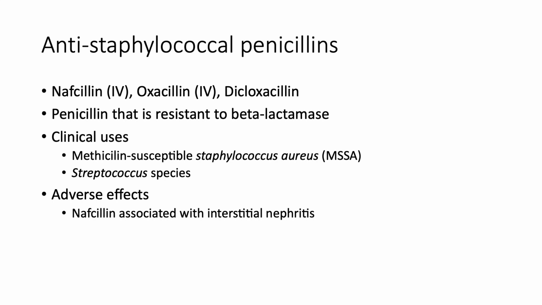Now, because penicillins don't work on Staphylococcus aureus, because Staph aureus has beta lactamase, they developed anti-staphylococcal penicillins that are resistant to beta lactamase. And so the IV versions are nafcillin and oxacillin, and there's an oral version called dicloxacillin. And so these anti-staph penicillins are useful against methicillin-susceptible Staph aureus and also Streptococcus species. The main adverse effect you should know for this class is interstitial nephritis. There's a pretty strong association with nafcillin and interstitial nephritis.